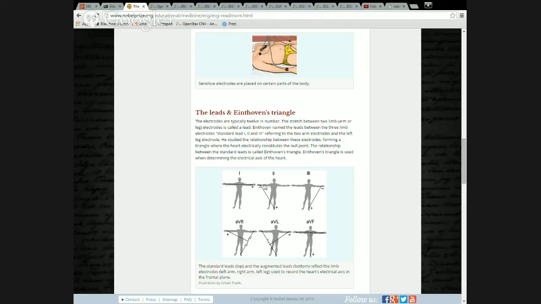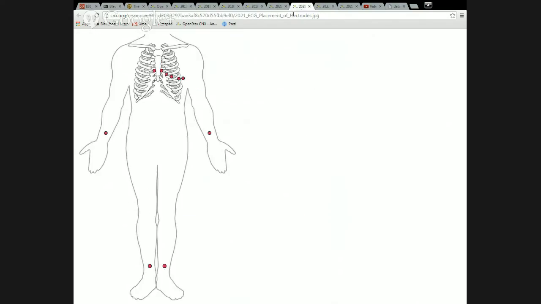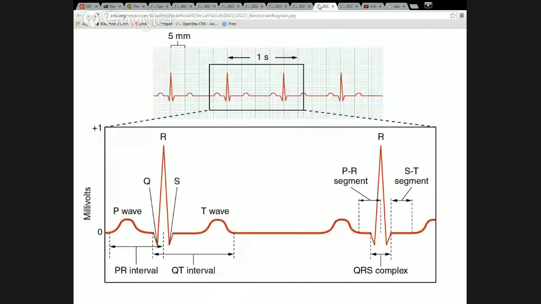Standard lead 2, right arm to left leg, basically is parallel to the axis of the heart, okay? So we have lead 2 going across the chest in this direction, basically. It's parallel to the axis of the heart. When we talk about the shape of the EKG, the pictures I showed you a little bit ago, this is, in fact, the recording we get for standard lead 2.